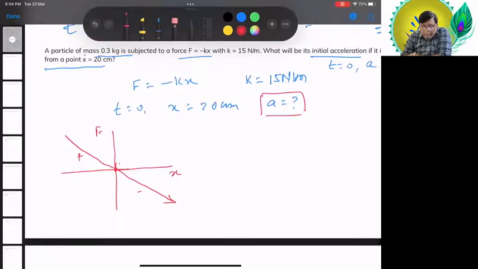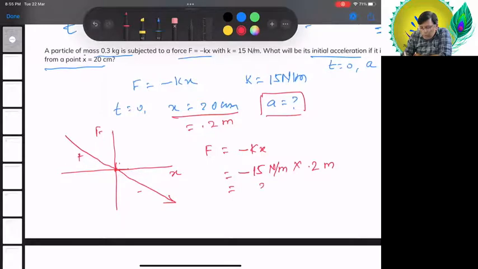Now we have to just consider at the initial position, that is t is equal to 0, x is 20 centimeter, I mean 0.2 meter. So force will be minus kx. What is the value of k? 15 Newton per meter. And what is this x? 0.2 meter. So this will give 3 Newton.